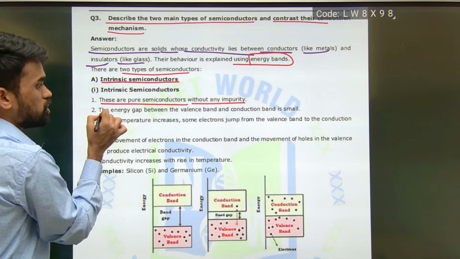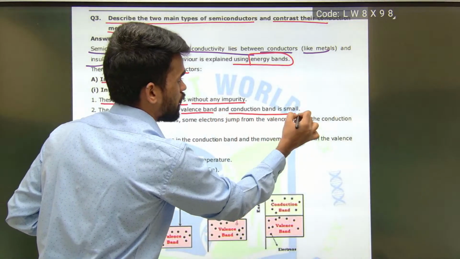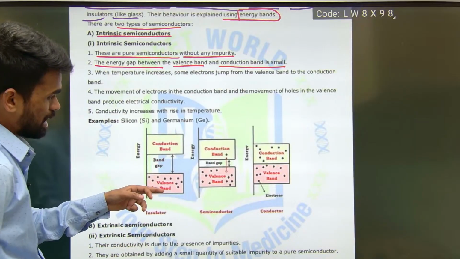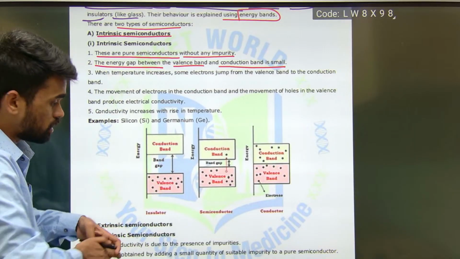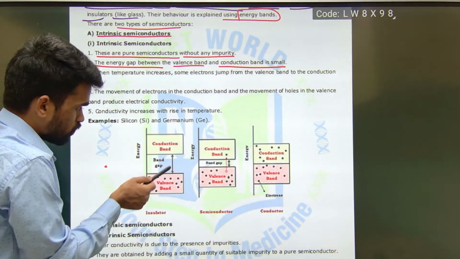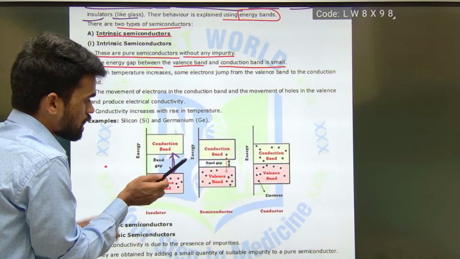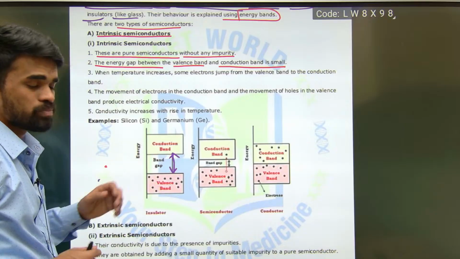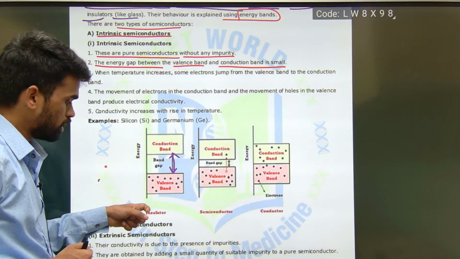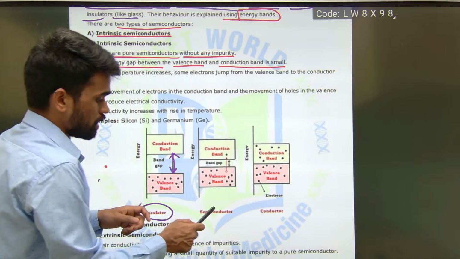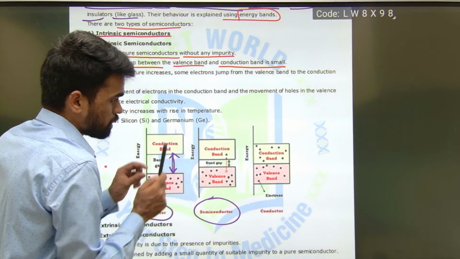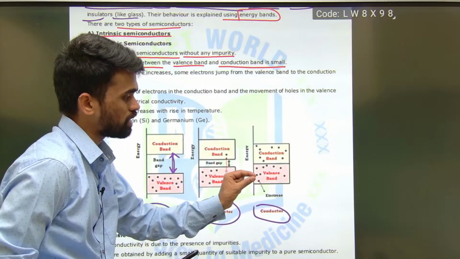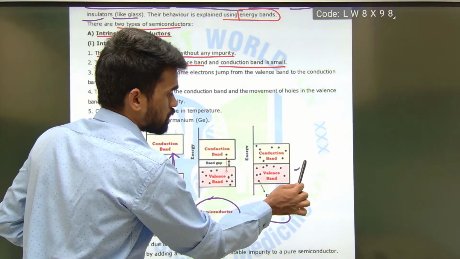Then next, the energy gap between the valency band and conduction band is very small. See here, valency band and conduction band. For an insulator there will be a large band gap, so electron movement will be very difficult. There is no passage of electricity, so it is considered an insulator. Whereas here, the band gap is moderate. For conductors, there is very small gap or no gap, and it is free to conduct.